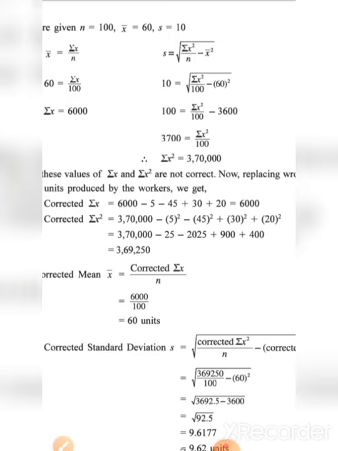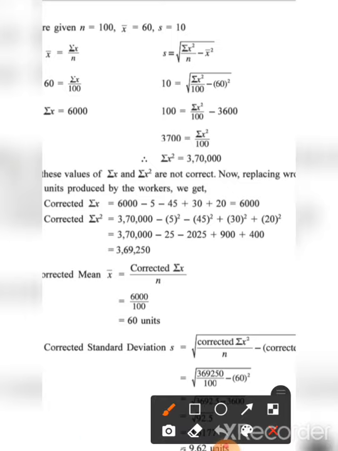So we are going to find out the corrected sigma xi. How are we going to find it out? The incorrect sigma xi is 6000. Now you're going to deduct the wrong observations. 5 and 45 were the wrong observations, that's why you will deduct them. And 30 and 20 were the correct observations, so you will add them. So what is the corrected sigma xi you got? You got 6000 as your corrected sigma xi.